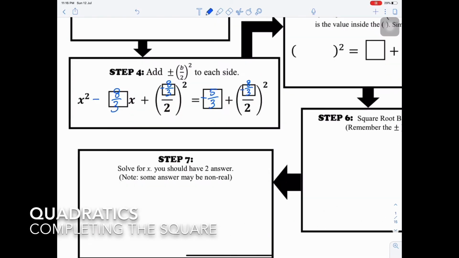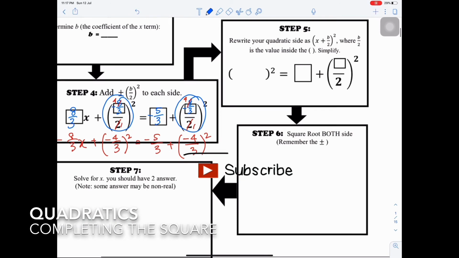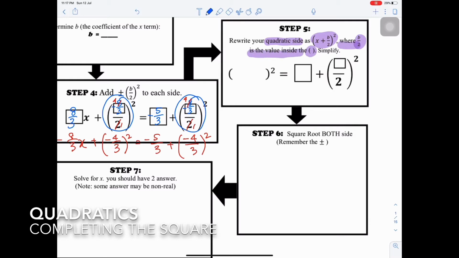Then we simplify. This becomes 8 over 2, so 4; you can simplify like this. You get the new equation: x squared minus 8 over 3 x plus bracket negative 4 over 3 squared equals negative 5 over 3 plus bracket negative 4 over 3 squared. And then what do we do? Step 5, rewrite your quadratic side as this term, where b over 2 is the value inside the bracket. Simplify.